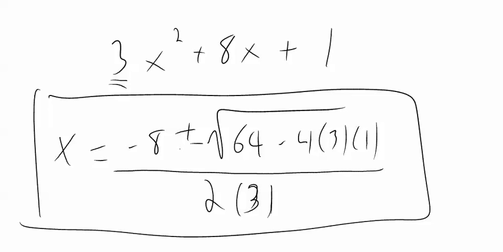Usually you get two equations. Sometimes the negative term won't make sense, so just be aware of that. But usually you'll get two equations.